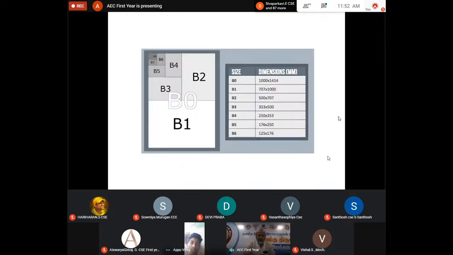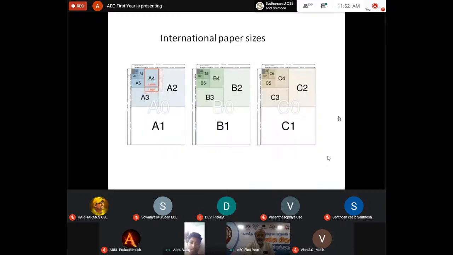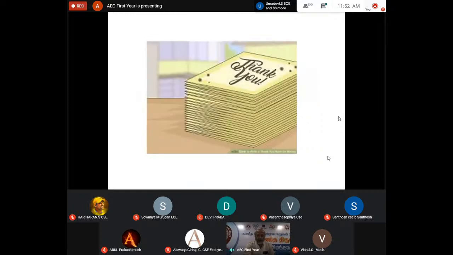So not only this A1, we are having another called business paper, B1, B2, B3, etc. In fact, as engineering students, you must be aware about this, because for engineering drawing, usually this kind of a paper is preferred. Apart from this, there is also a kind of a C paper. So A, B, C are the three different kinds of sizes which internationally we use. But individually, we are familiar with A4 size paper. That's how it is.